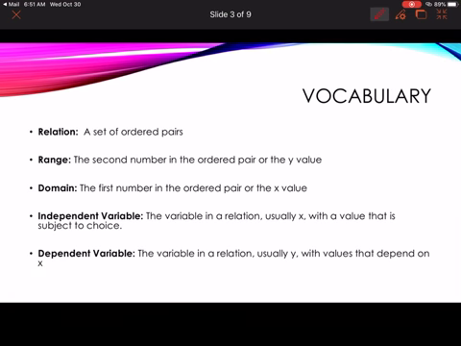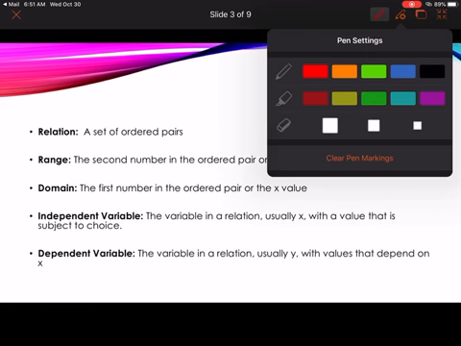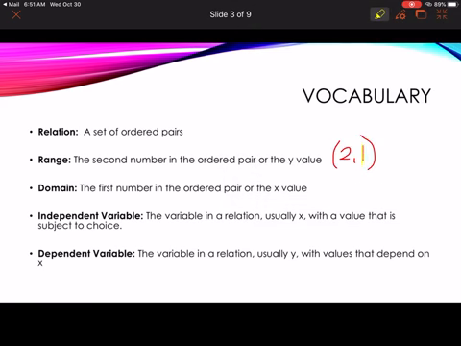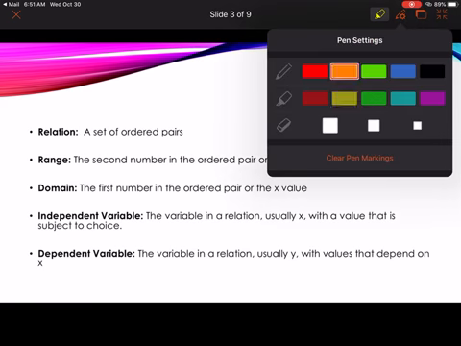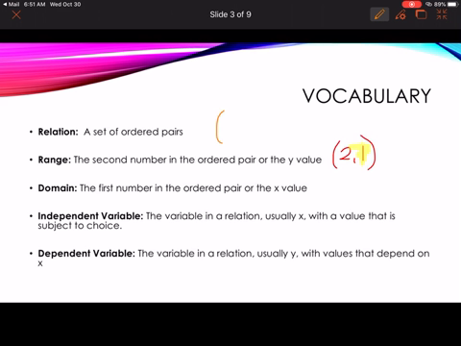So for instance, the 1 is the range in this, because when we do an ordered pair, it's in the form XY. So for instance, when you have 2, 1, the 2 is the X value, 1 is the Y value. So domain is the first number in an ordered pair, so 5 would be the domain here, the first number.